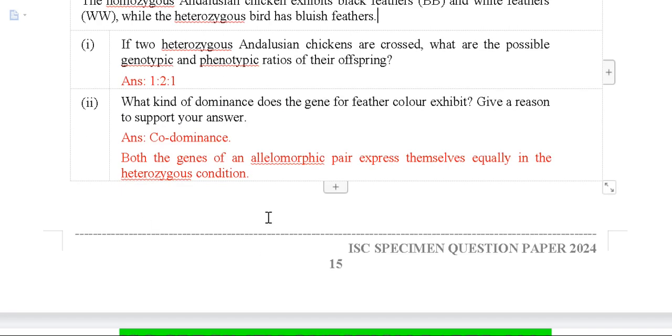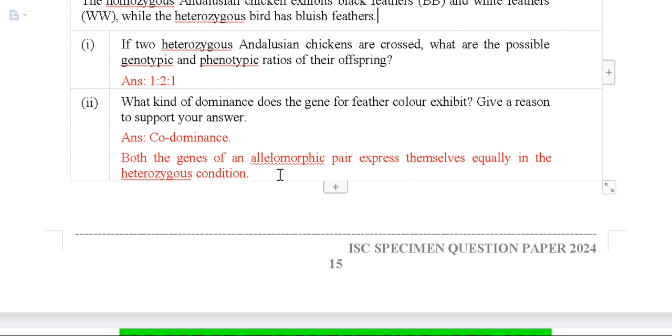Okay. Now next, what kind of dominance does the gene for feather color exhibit? As I already told, it is codominance, where both the dominant features are equally expressed. Now give a reason why we are saying that is codominance: because both the genes of an allelomorphic pair express themselves equally in the heterozygous condition.